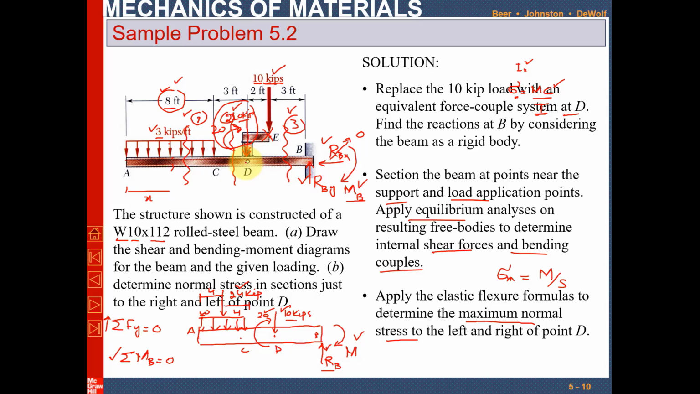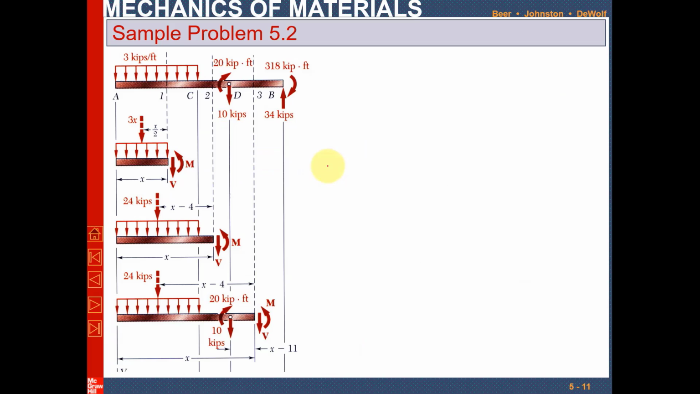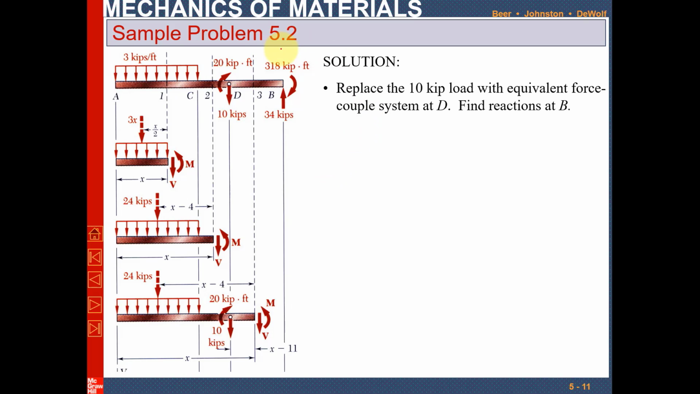Now in the second part it is given, find out the stresses before the point D and after the point D. So from the bending moment diagram we will find the stress before the point D and the stress after the point D. So let's start with the solution. First of all, the free body diagram of the beam must be drawn. So here it is drawn, the free body diagram.